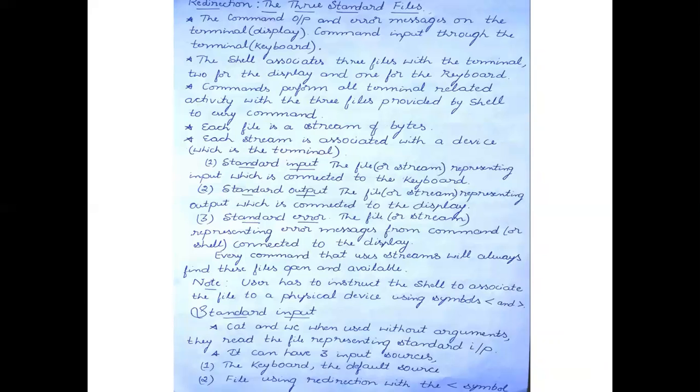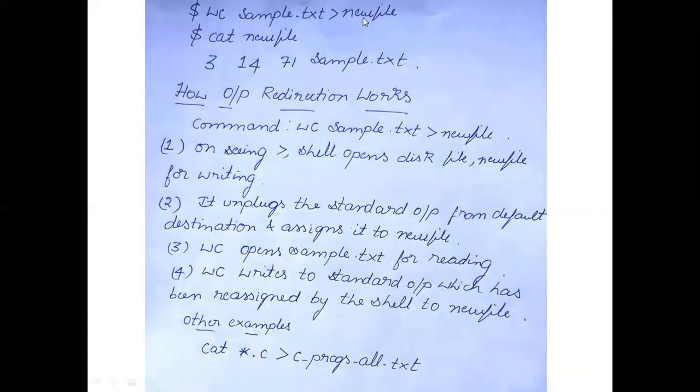Whenever you are performing standard input, output or standard error, it can be directly with respect to a device or with respect to redirection. If you are performing redirection, first you need to associate the corresponding standard input or output file to the file. Once that association is complete, then you can perform the redirection successfully.